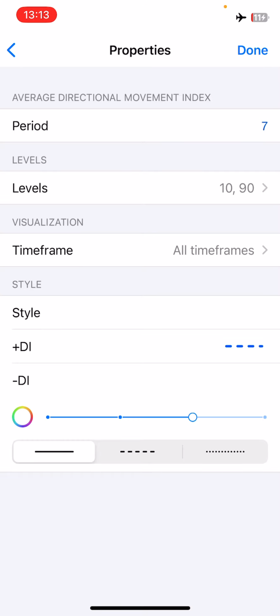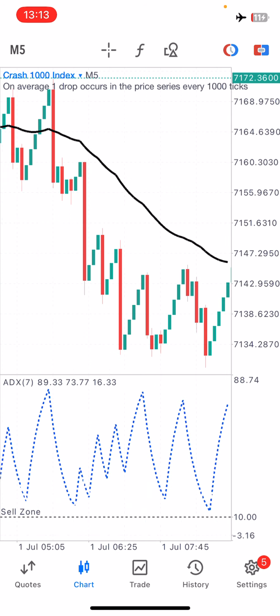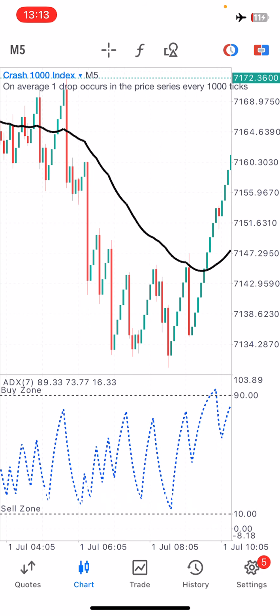Because we don't want to show that one. Okay, so if I click done, you see that dotted blue line, and that's my positive D plus, my positive directional movement. Okay, that's the meaning of DI.